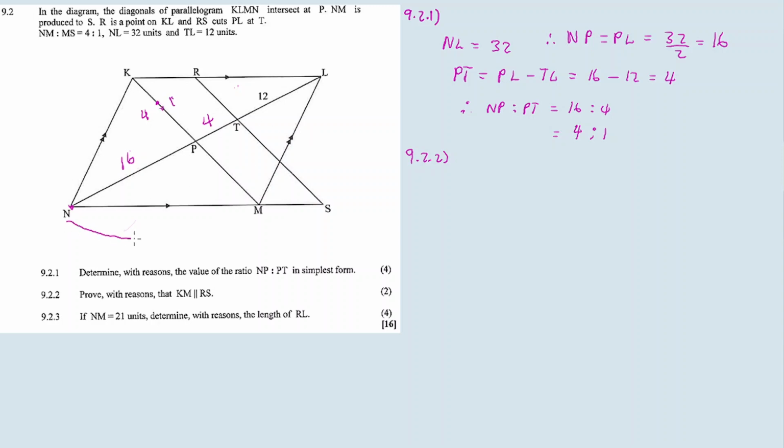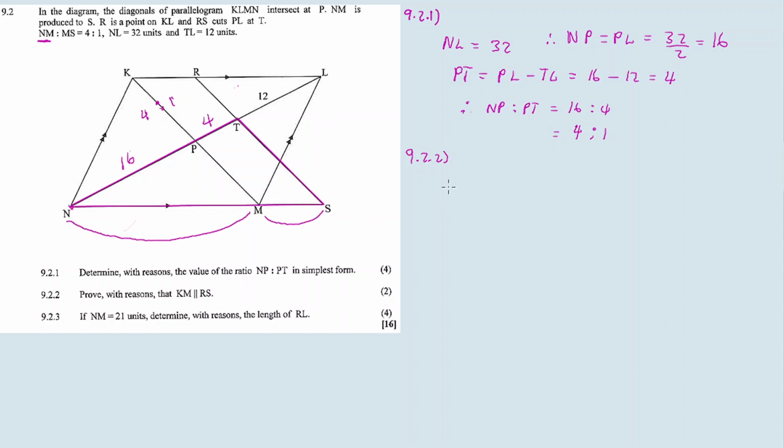Guess what? I have the ratio for NM to MS. So it makes sense for us to use this triangle to prove the parallel lines, because in this triangle they gave me the ratios, so I can calculate the proportionality for the little triangle.